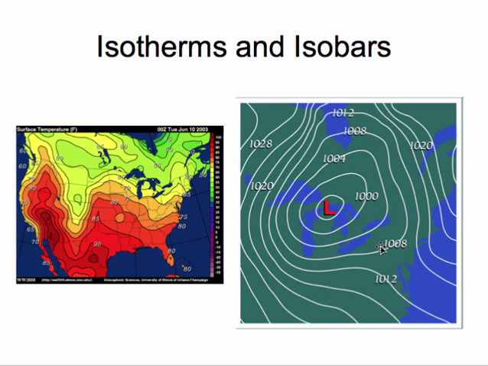Very similar to topography. So if they're closer together, the wind speed is higher. Where they are further apart, the wind speed is more gentle. It tells us how quickly the pressure is changing.